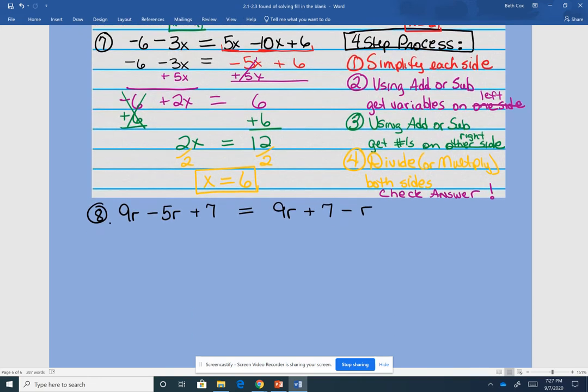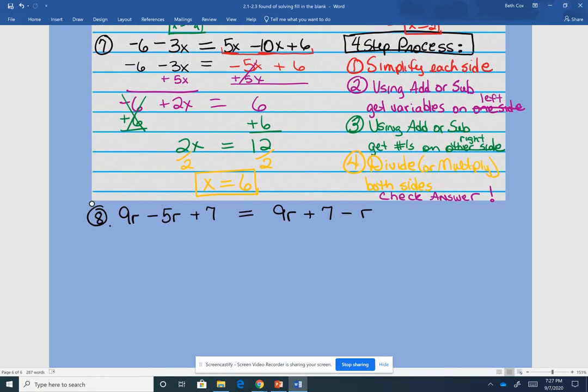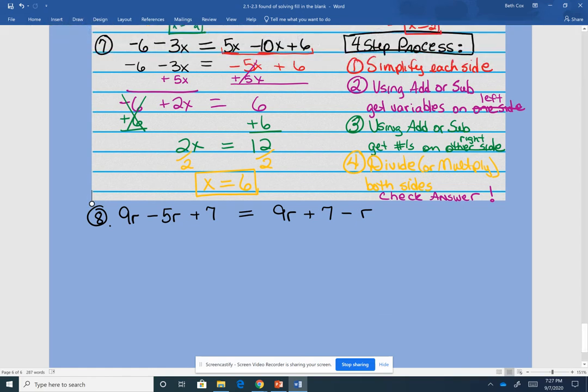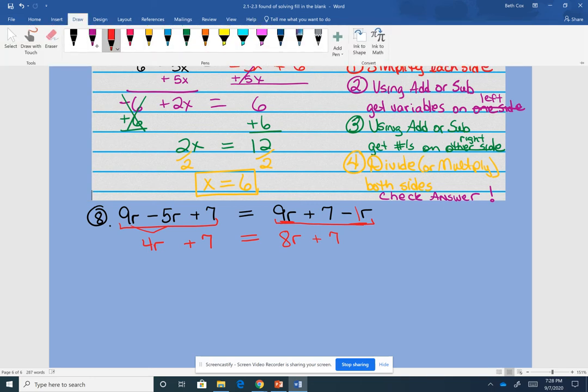So, lots of writing there, lots of color. I'm going to keep the color up there. 4-step process. Here we go. We're going to simplify each side. So, if we look at the left, I've got 2 like terms here. That's going to give me a 4r, and I can't do anything with that. And then the right, the 9r minus the 1r, 8r. Okay, so I simplified each side separately.